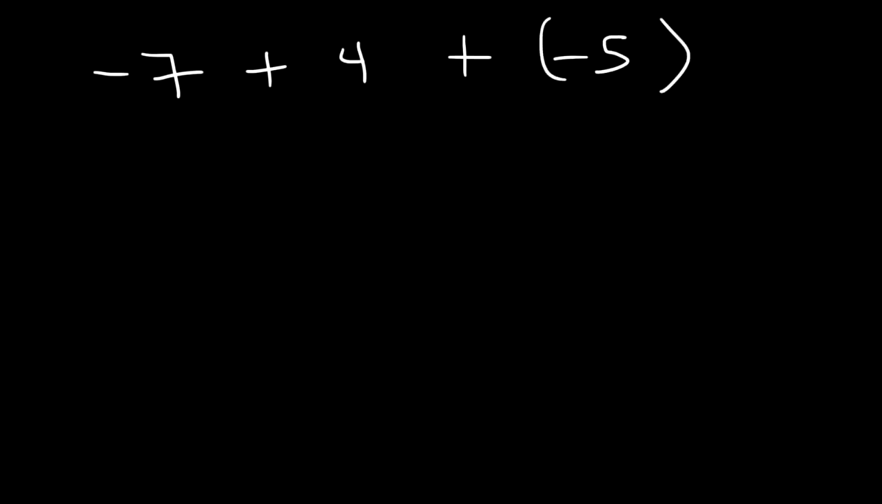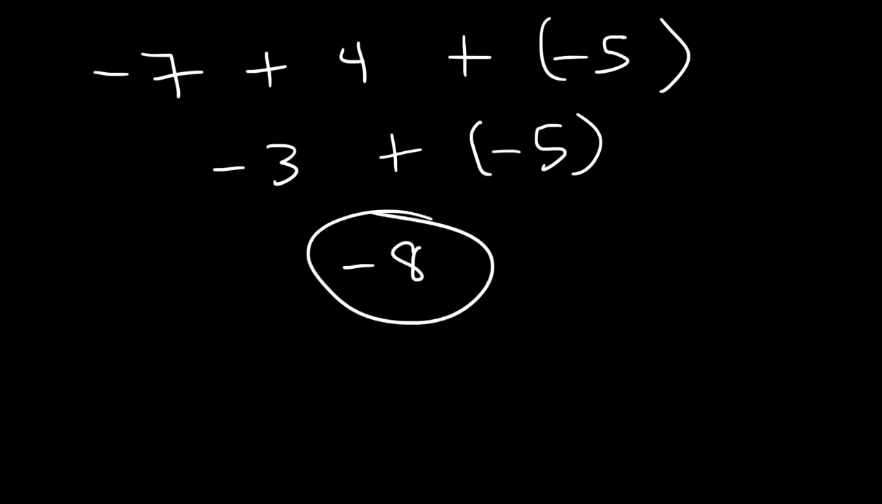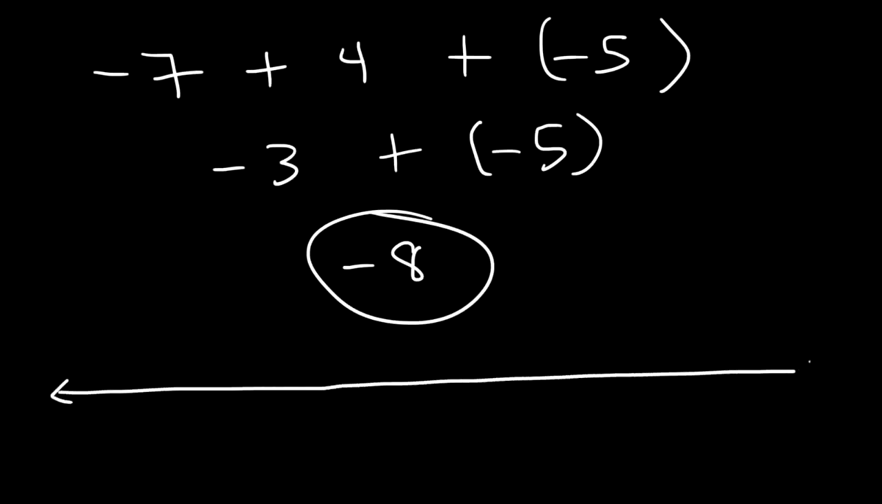Here's another similar example. What's negative 7 plus 4 plus negative 5? Negative 7 plus 4 is going to be negative 3. And negative 3 plus negative 5: whenever you're adding 2 negative numbers, you're going to get a negative result. So think of 3 plus 5, which is 8, but just add a negative sign to it. So it's negative 8. Now let's use the number line to confirm everything.